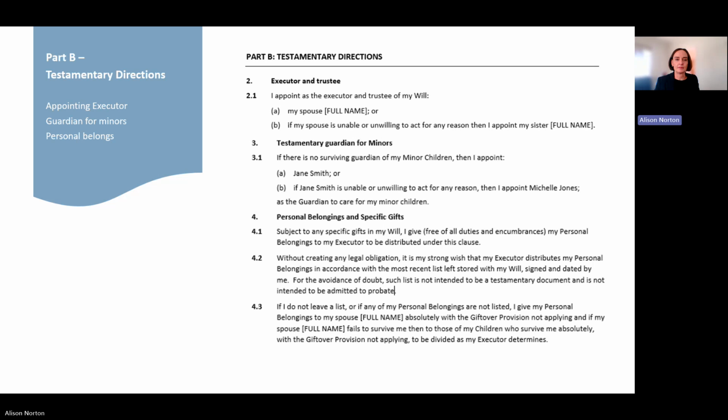Moving on to Part B, this is where your executors are appointed. This is Part 2.1 there. It's also where any guardians for minor children will be appointed. And then there is the gift of your personal belongings here. So, we discussed this during the meeting, your personal belongings are left to your executor to be distributed to the beneficiaries, in this case, your spouse or the children. You can also leave a list in your letter of wishes, but just a reminder that that's a wish. It's non-binding. It's up to your executor whether they follow your wishes.